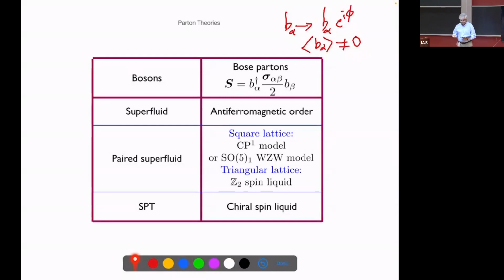On the other hand, once you condense b_α, you necessarily break spin rotation symmetry because there's no choice of b_α that leaves all the spins invariant. Remember, of course, this b_α has a constraint that b†b equals 1.